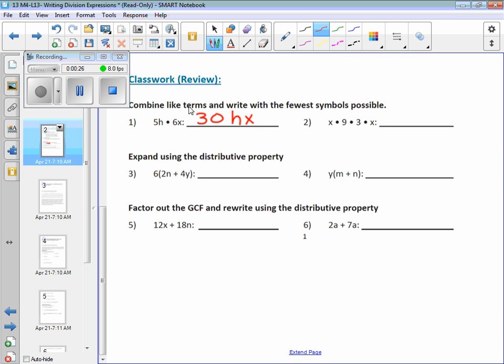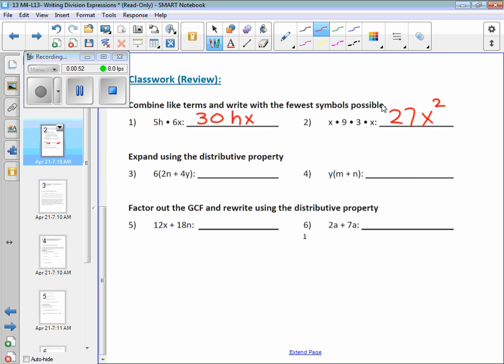Now you try number 2. Just be careful with x times x. Becca, go. What do you got? You're close. 27x, but we're still not done. Remember, we did this back in lesson 5. What was x times x? X squared. Yes. Done. Okay.